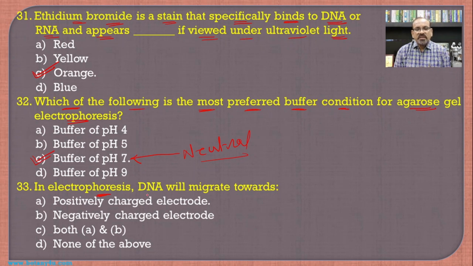In electrophoresis, the DNA will migrate towards? If you see, the DNA is negatively charged, and hence it will migrate towards the positively charged structures. So it will migrate to the positively charged electrode.